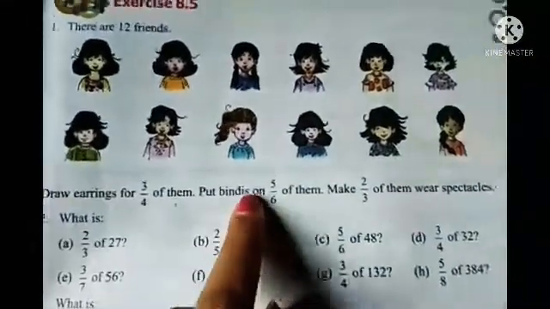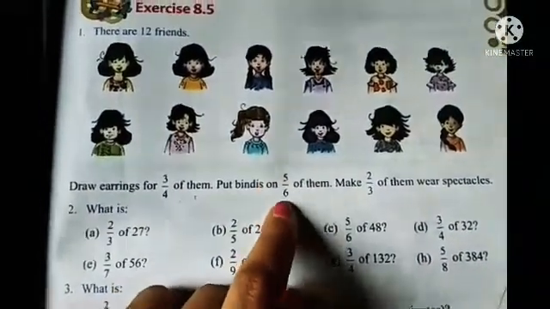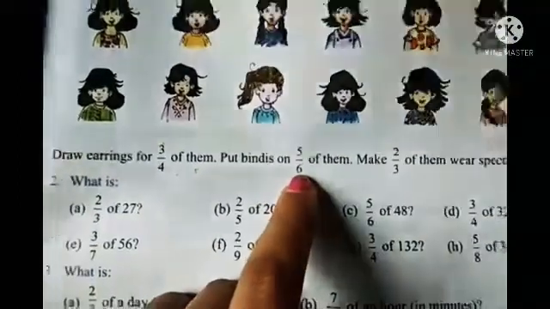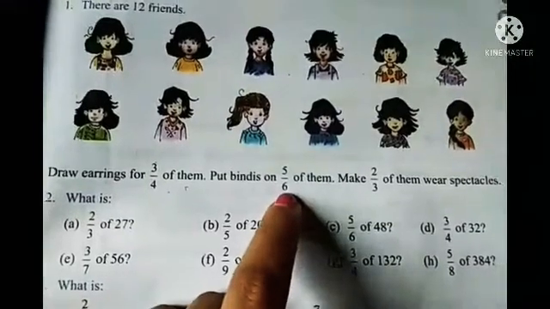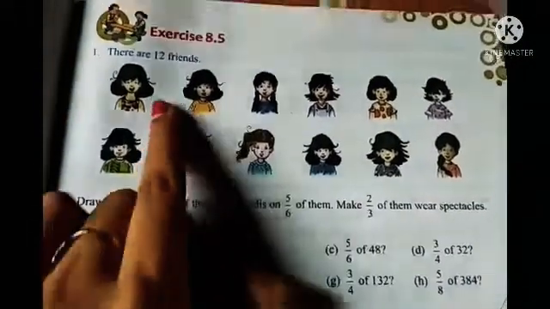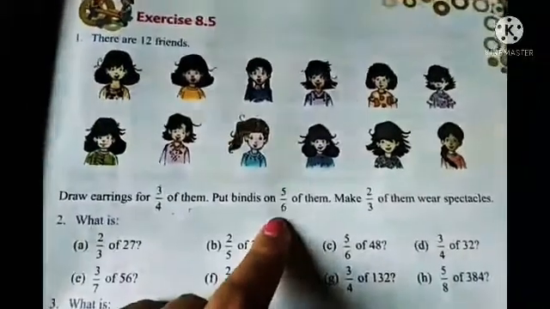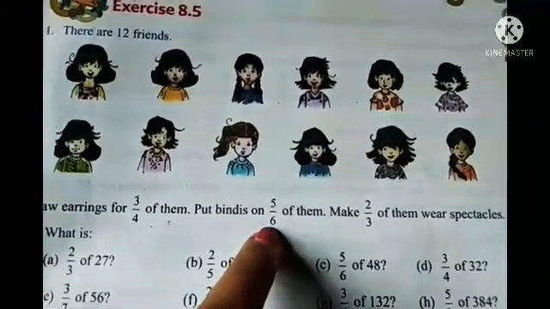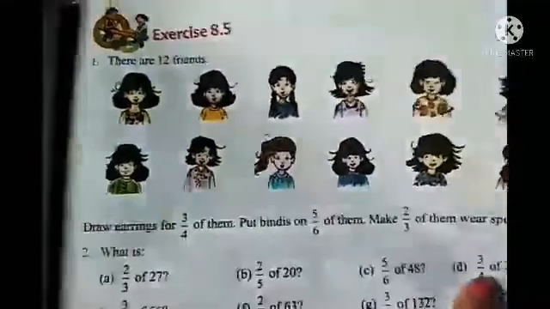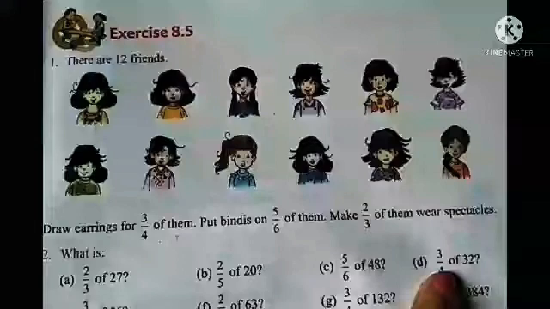Okay, next you see: put a bindi on 5 by 6 of them. So students, now you see the denominator is different. That means you have to group them into 6 groups. So here you have to divide 12 by 6 again, because with 6 groups you don't know how many friends will be in one group. So for that you need to do division.